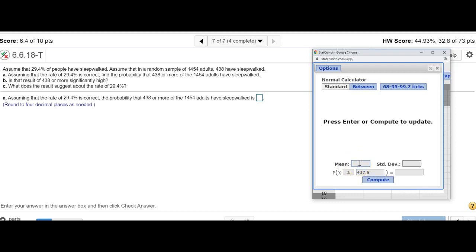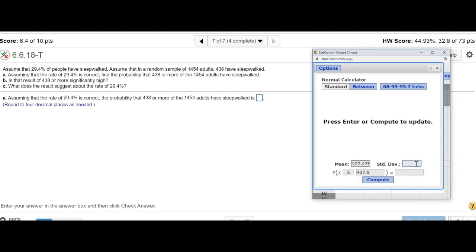Mean is n times p, so 0.294 times 1454, that's going to say 427.476 is our mean. Our standard deviation is going to be the square root of n times p times q.